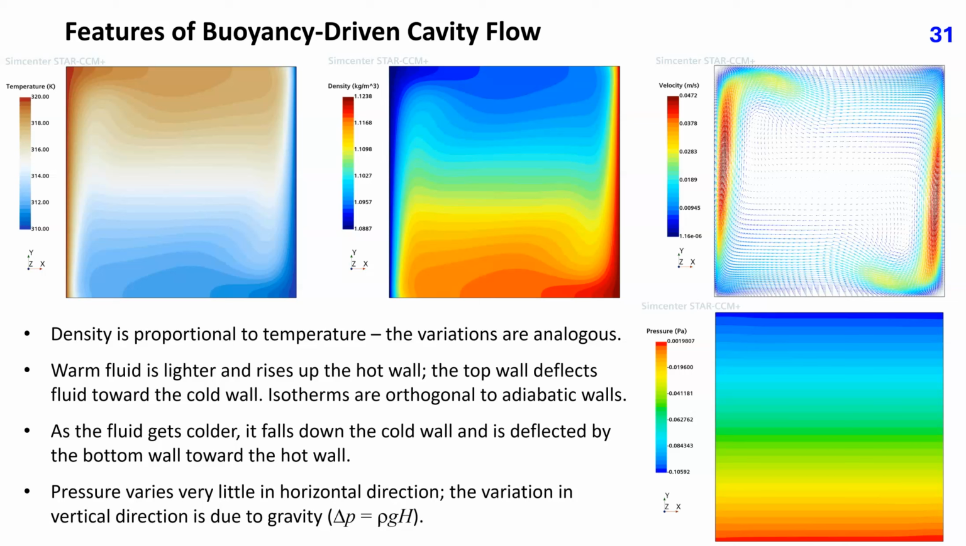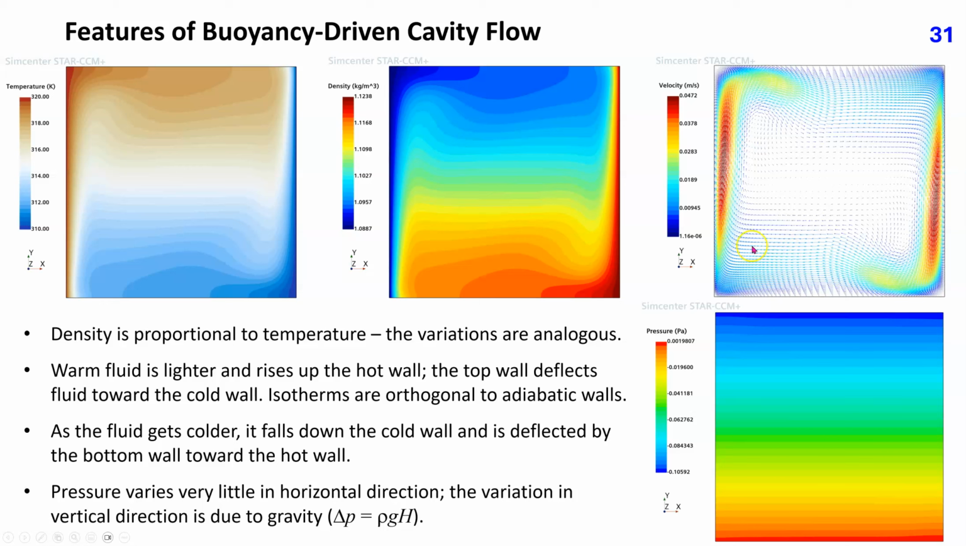This slide is about the features of the buoyancy-driven cavity flow in this test case. The plots in the first row show temperature, density, and velocity vectors computed using Simcenter STAR-CCM+ software on the 80 by 80 cells non-uniform grid. The bottom right plot shows pressure distribution in the cavity.